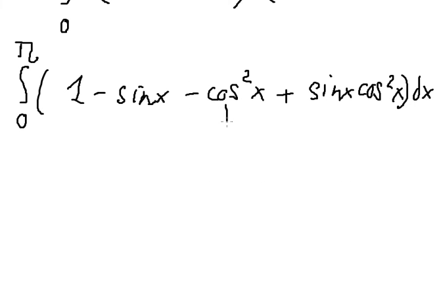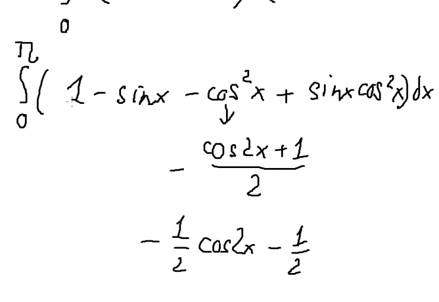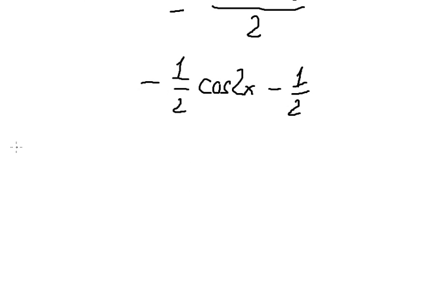So we know that cosine s squared we need to change into cosine 2s plus 1 over 2, and this one we separate them in here. So we have 1 minus 1 over 2, and you got about 1 over 2.